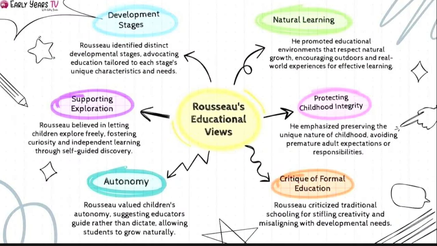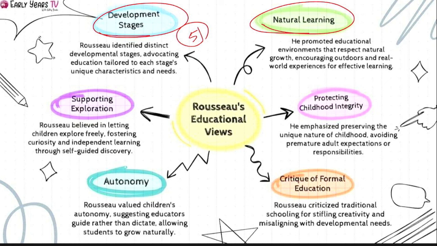So remember, Rousseau mainly gave information about the 5 development stages, and how the learning method has to be tailored according to those stages. Natural learning: going into nature and teaching himself. The child has to learn by himself, by experience, okay? And he has to protect the childhood integrity, understanding that books should not be given initially itself. The child should be made to understand nature before understanding the books, okay?